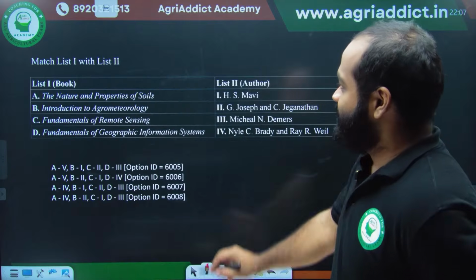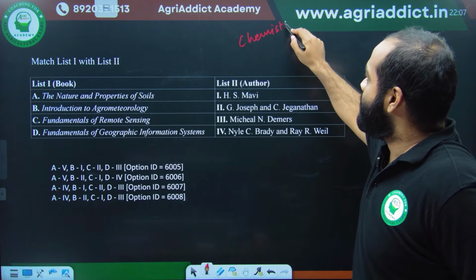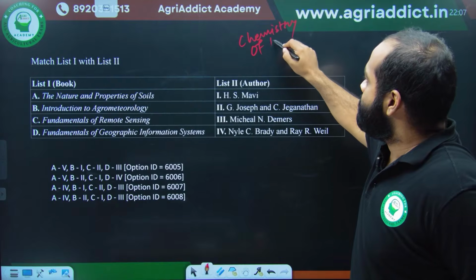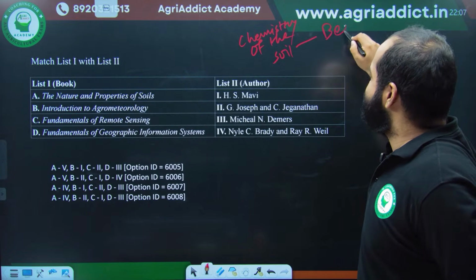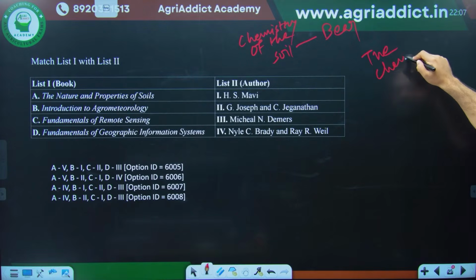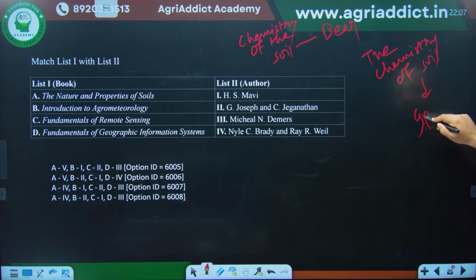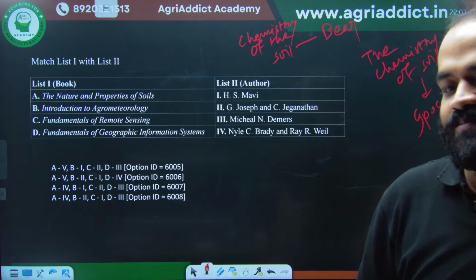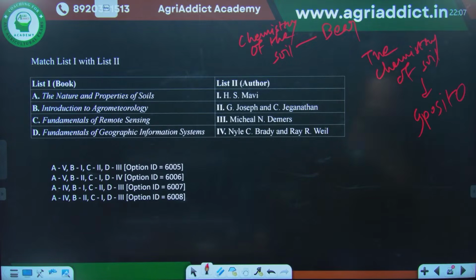Datta. Then there is one book that is called Chemistry of the Soil, that is written by B.R. Then another book is there, that is The Chemistry of Soil, that is written by Sposito, you know. So you have to be very thorough with all these books and their writers, है ना? And please make a list.